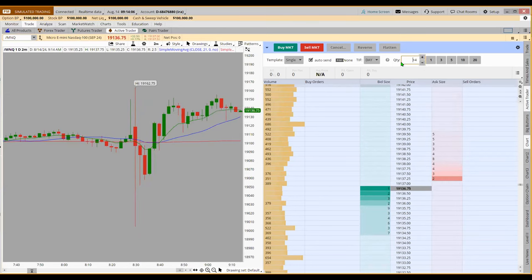I hope you enjoyed the day today, even though we had a very, very choppy morning, we sat on our hands. We didn't lose anything. You can imagine the pain that a lot of traders felt.